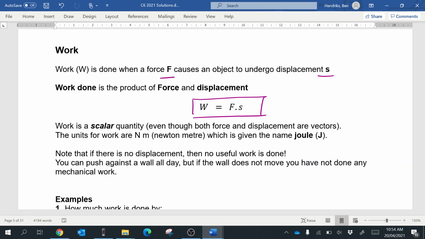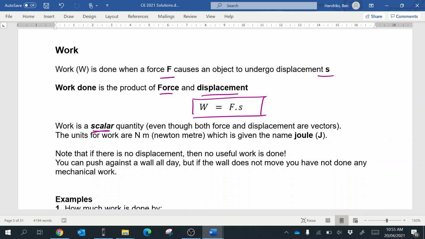Work is a scalar quantity. Okay, so that means that we do not need to worry about direction, even though both force and displacement have directions. We don't have to worry about it in terms of work.